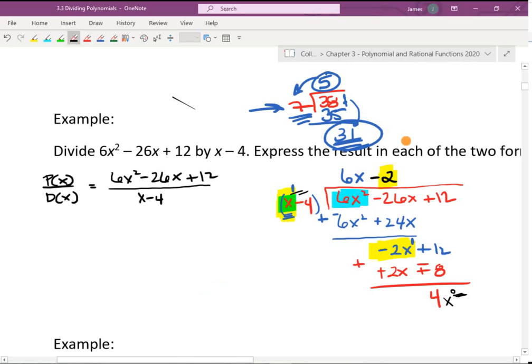Okay, so I'm just going to write remainder here. I put r and then 4. Now, they ask us to write this a couple different ways.